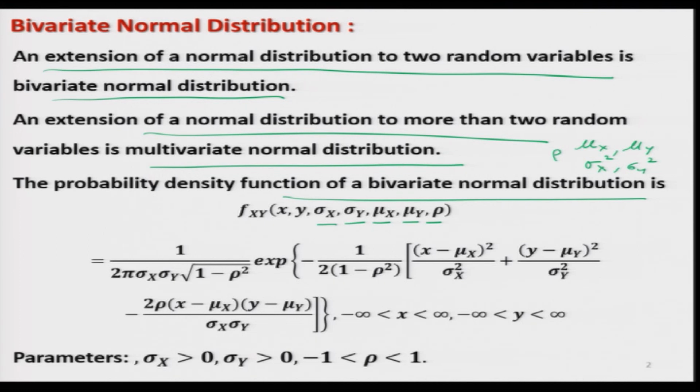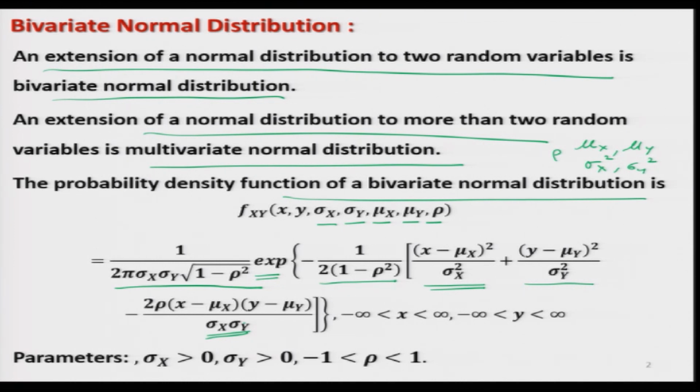So, this form is like this: 1 upon 2 pi sigma x sigma y square root of 1 minus rho square, times the exponential, and inside the exponential function this is minus 1 upon 2 into 1 minus rho square, and then x minus mu x upon sigma x whole square, plus y minus mu y upon sigma y whole square, minus twice rho into x minus mu x into y minus mu y divided by sigma x sigma y.